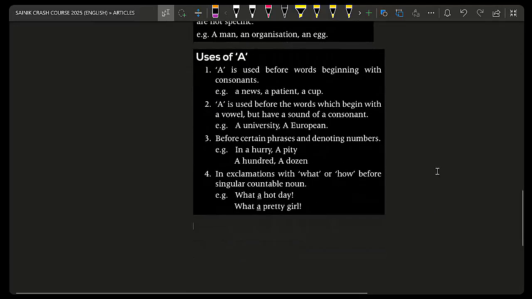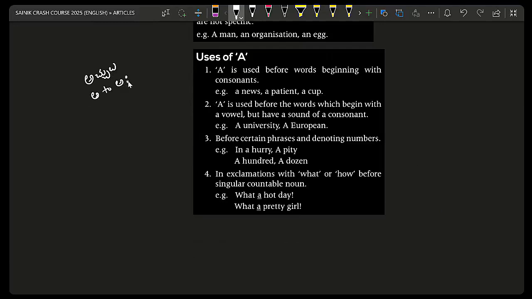Uses of a. A is used before words beginning with consonants. More than this, I'll tell you a trick to decide when you're going to use a and when you're going to use an. In the Telugu Varnamala, you call vowels achulu, a to aha, and consonants hallulu, starting from ka to bandira. So you don't concentrate on the letter, you concentrate on the sound.